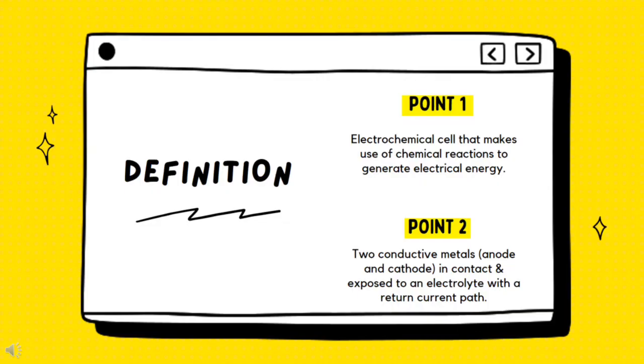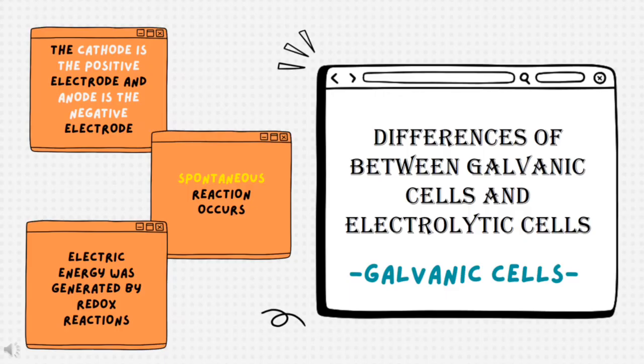The definition of a galvanic cell is an electrochemical cell that makes use of chemical reactions to generate electrical energy. Also, galvanic cells are where two conductive metals, anode and cathode, are in contact and exposed to an electrolyte with a return current path. Here is the difference between the galvanic cell and electrolytic cell.